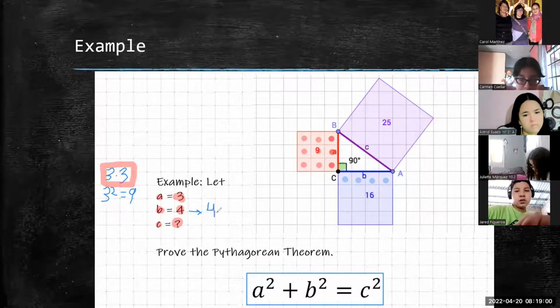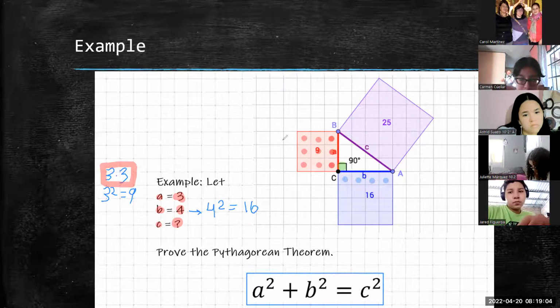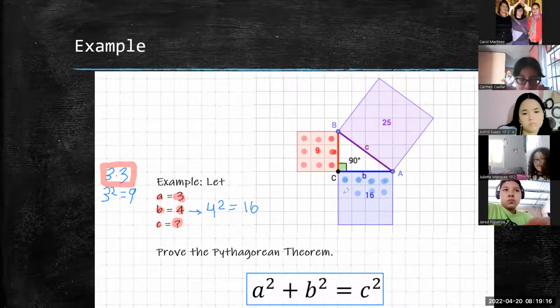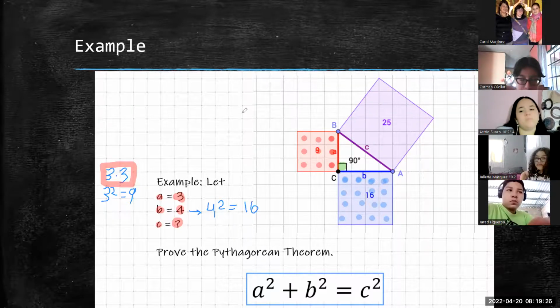How much is B squared? B squared is 16. 4 squared, which is 16. And by definition, you're going to have 16 units inside that square. Okay, so you're going to have 1, 2, 3, 4, 5, 6, 7, 8, 9, 10, 11, 12, 13, 14, 15, 16. Okay, so here what happens? You can see the perfect right triangle over there.